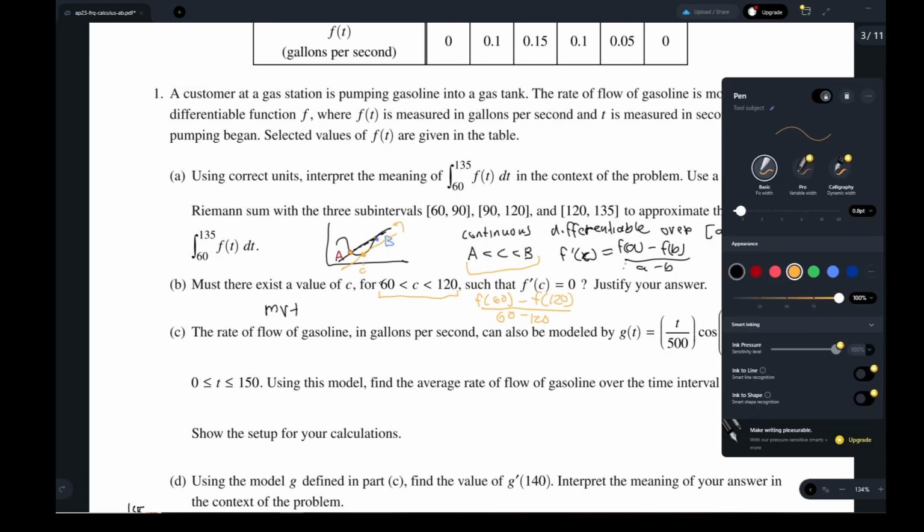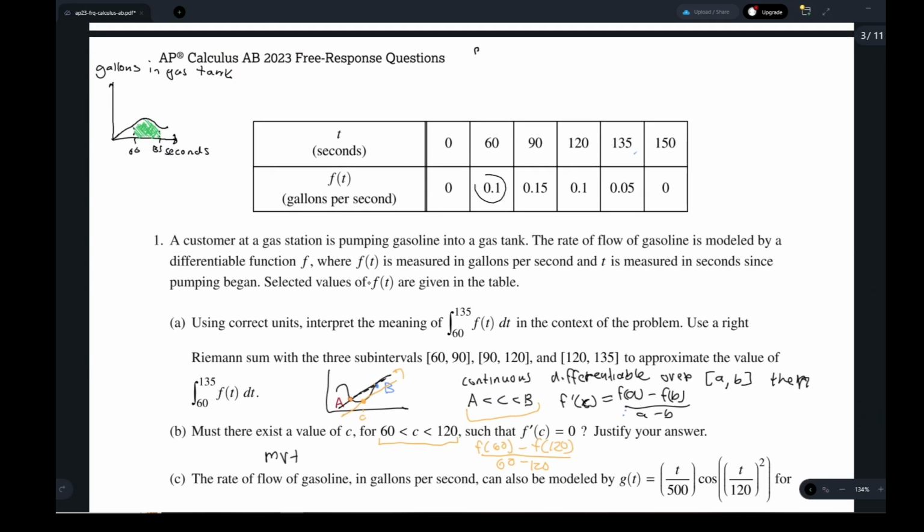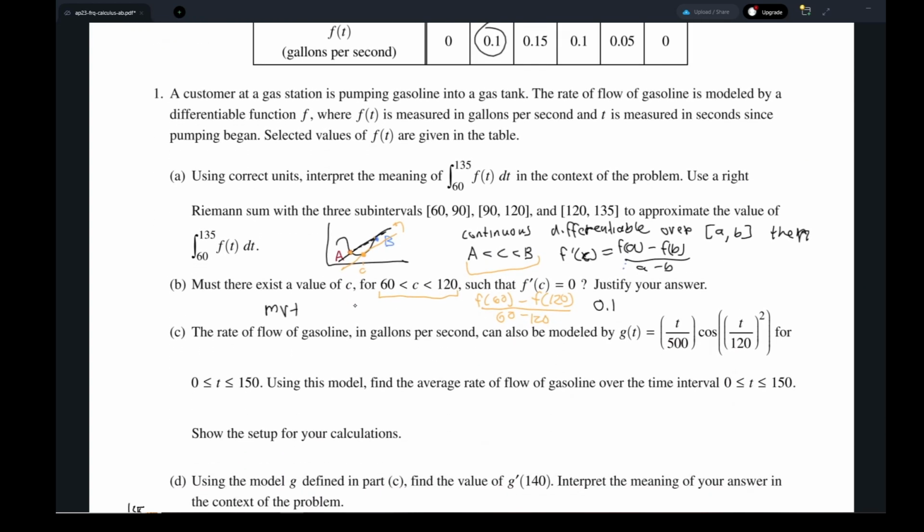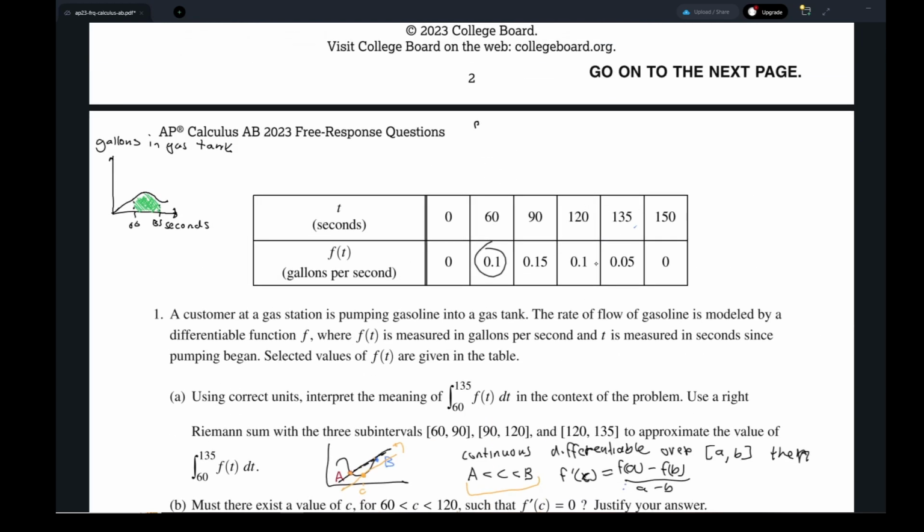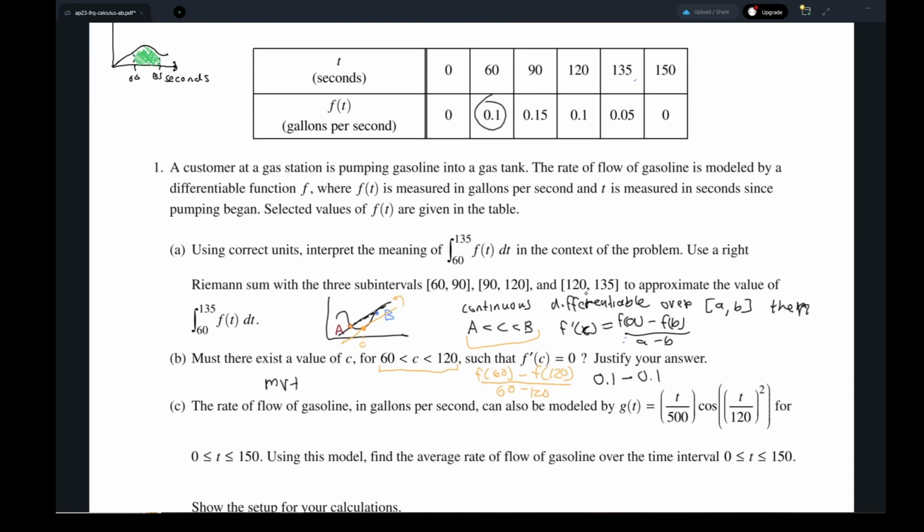So what's that going to look like? f of 60, I know f of 60 is 0.1. So I have 0.1 minus f of 120, which is also 0.1, divided by 60 minus 120, which is negative 60, right? So this is going to equal 0, because 0.1 minus 0.1 is equal to 0. So the slope of this line from A to B is going to equal 0.